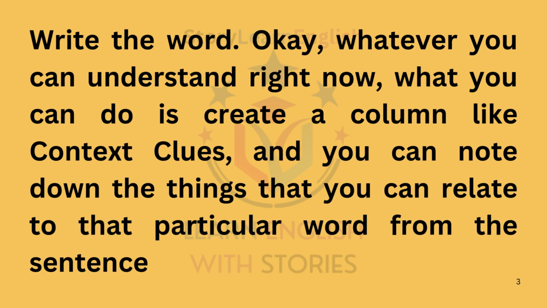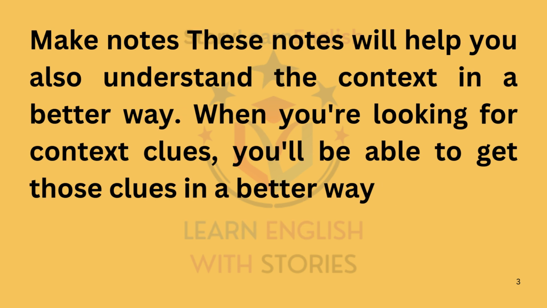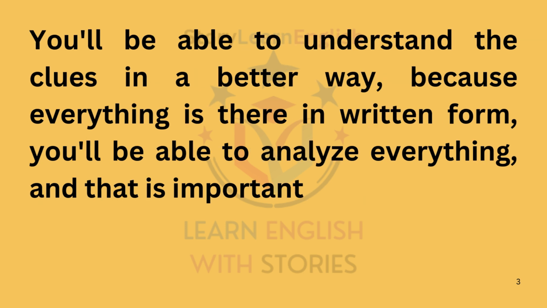Write the word. Whatever you can understand right now, you can create a column like context clues, and note down the things that you can relate to that particular word from the sentence. You can note down the complete sentence, or you can note down some words that you might think are meaningful and related to this particular word. What can be the meaning? Note it down. Make notes. These notes will help you understand the context in a better way. When you're looking for context clues, you'll be able to get those clues in a better way, because everything is there in written form. You'll be able to analyze everything, and that is important.